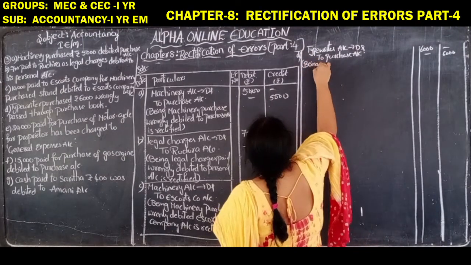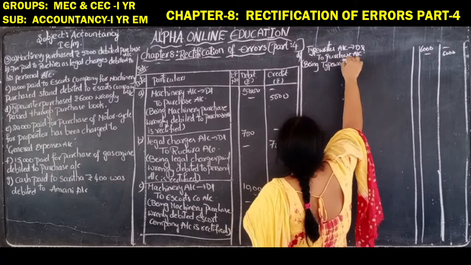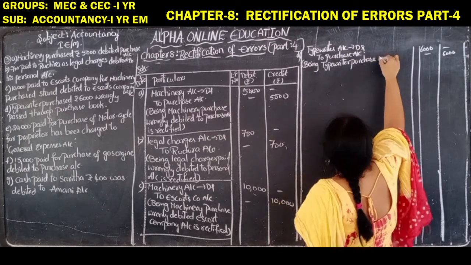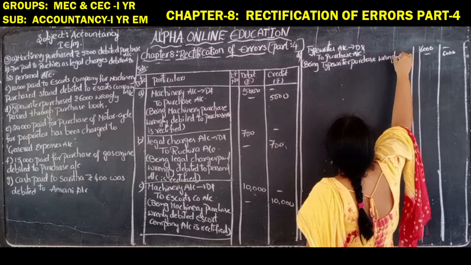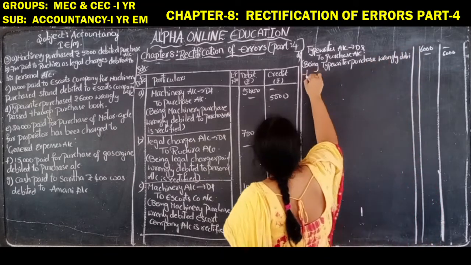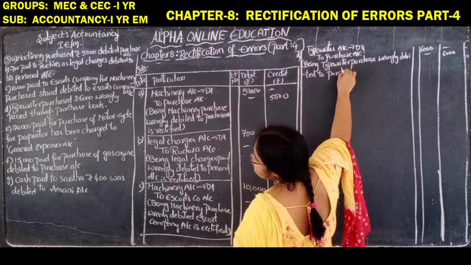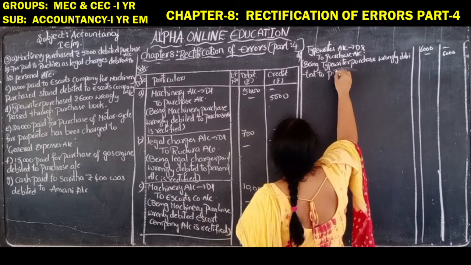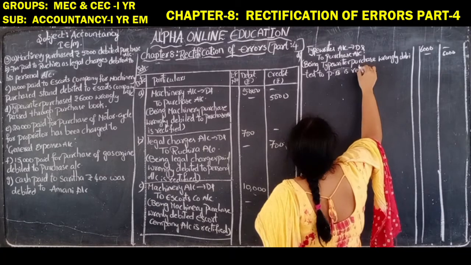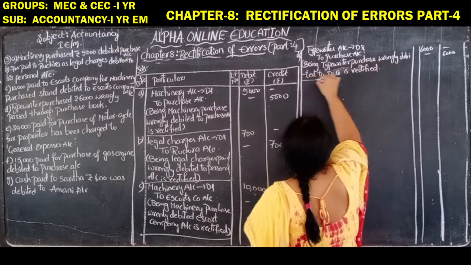Being typewriter purchase wrongly debited to purchase book. Yes, purchase book means PB. PB is rectified. Yes, this is completed.